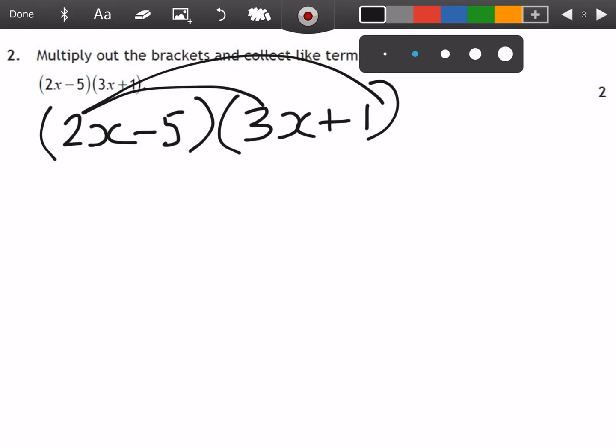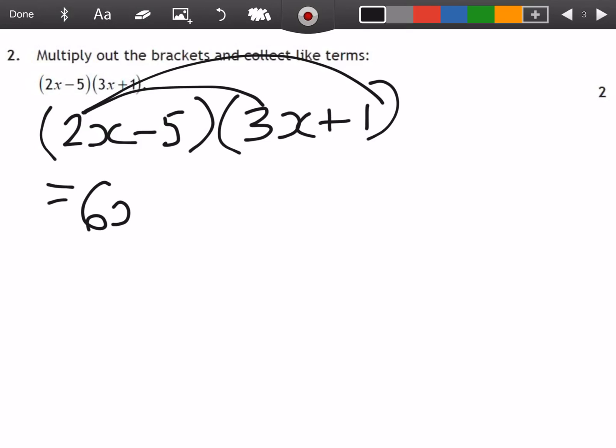Here we go. Right, so 2x times 3x, that gives us 2 times 3 is 6, x times x is x squared, so it's 6x squared. And now it's 2x times the positive 1. Just remember, the wee sign in front of it tells you what it is. So that's 2x times 1. 2x times a positive 1 is a plus 2x.